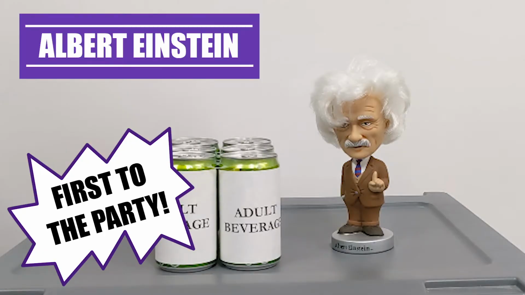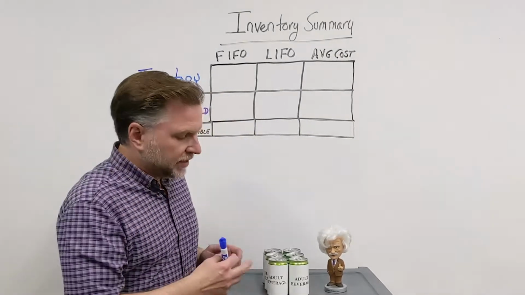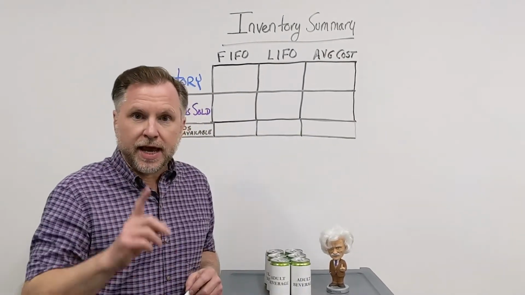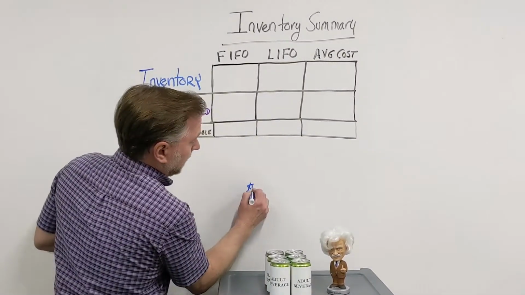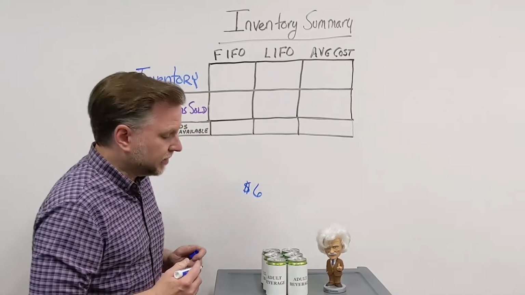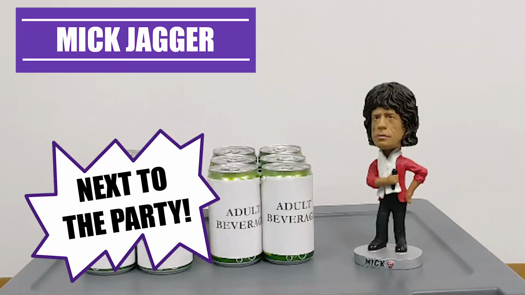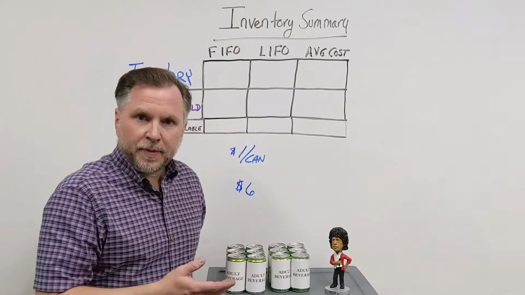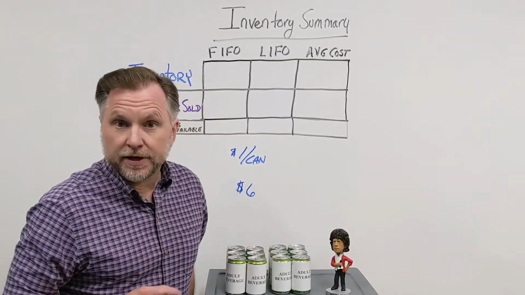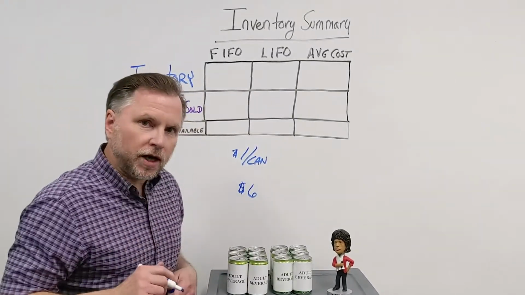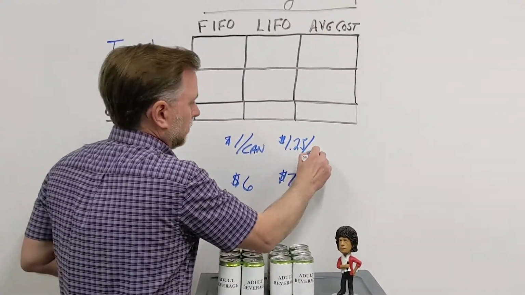Well, as usual, Albert Einstein was the first to the party, and being a man of genius, he thought out the best place to get his adult beverage at the best cost, and he probably used coupons too, but it only cost him $6 for his cans of adult beverage, or $1 per can. Next to the party was Mick Jagger. He stopped by at a local grocery store to pick up his six-pack of adult beverages. It wound up costing him $7.50 or $1.25 per can.